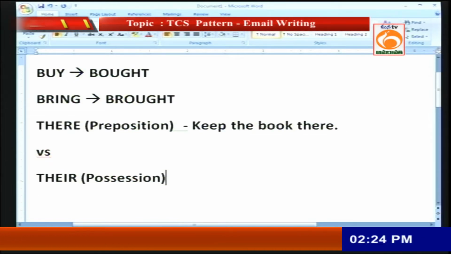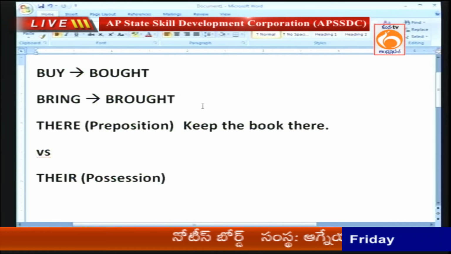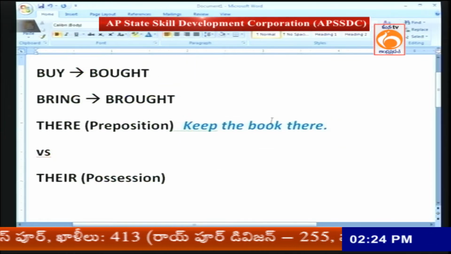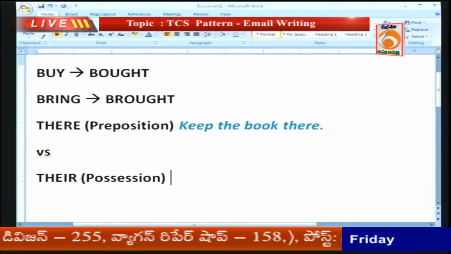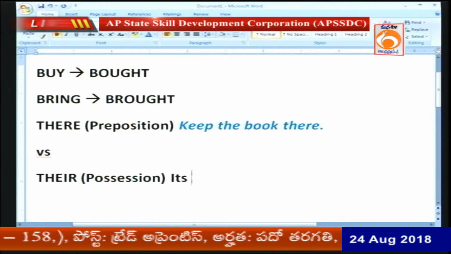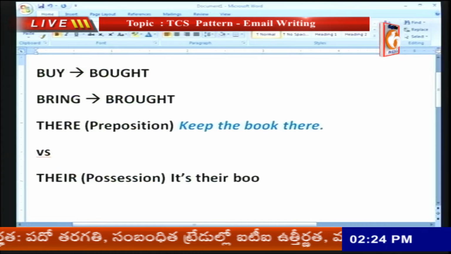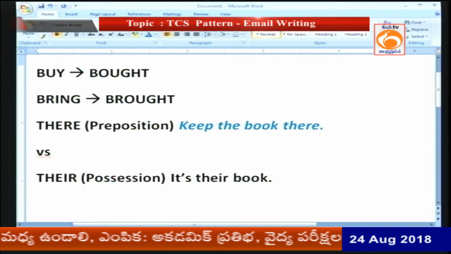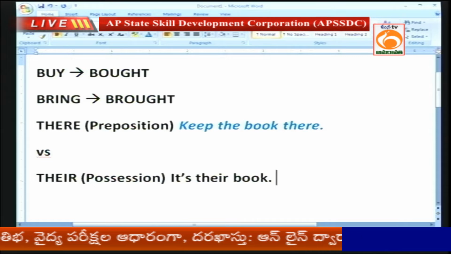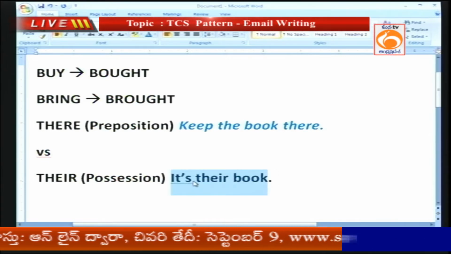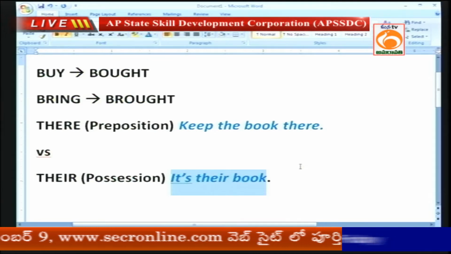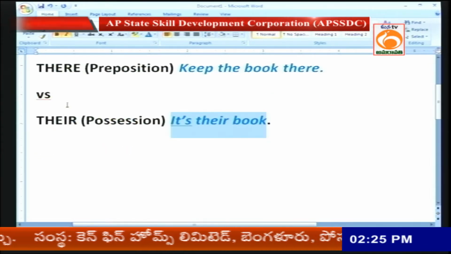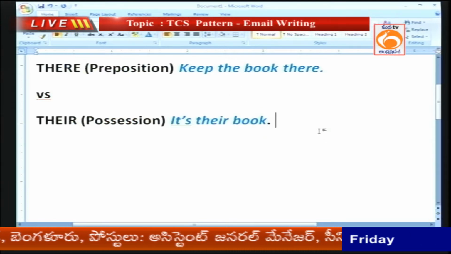If I say THEIR, now I'm going to change this color so that you can identify it's an example. It's their book. Now there is a plural form of a singular person, right? So I can say his, her or their. So please do not get confused between THEIR and THERE. Both are pronounced the same way. There. It's not their. It's there. There. Both are pronounced the same way, but it means two different things.